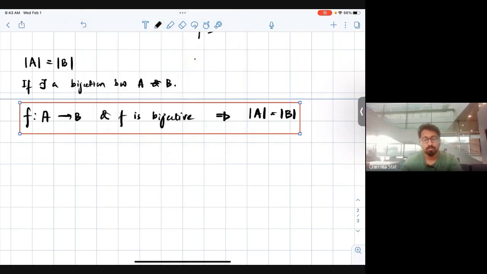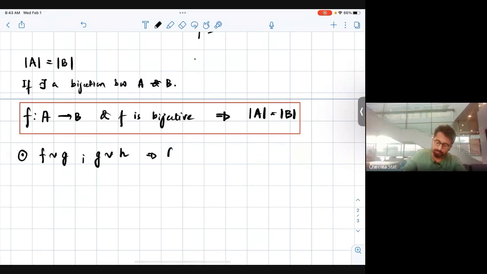So one example, one interesting property is that if f is bijective to G and G is bijective to H, then it implies that f must be bijective to H.